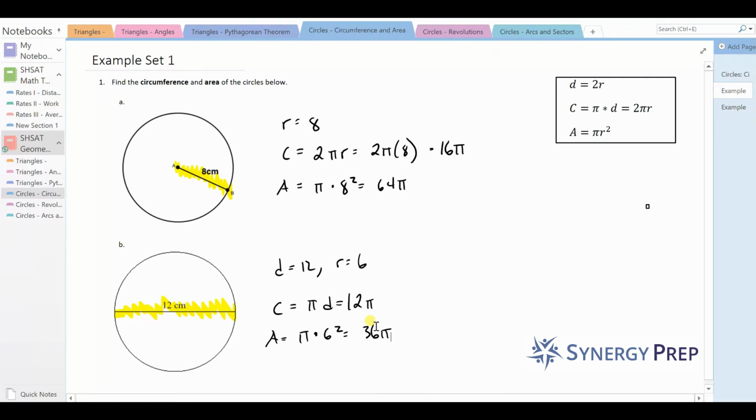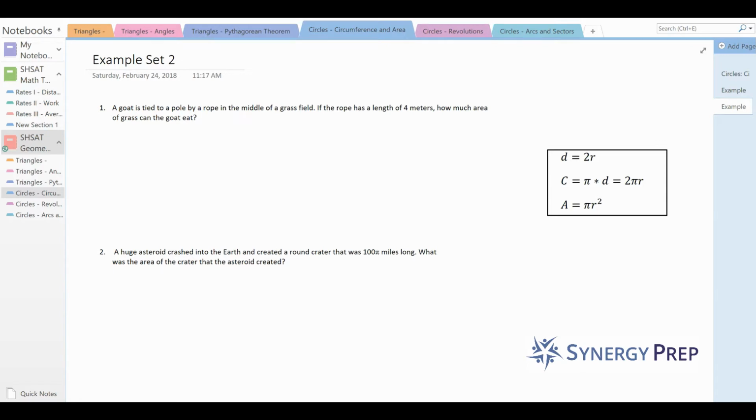Remember, it's crucial that you have these 2 formulas memorized. They're not going to be given on the exam. These are just things that you have to know. All right, so for the second part, we're going to look at a couple examples of word problems that cover circumference and area, okay? So example set 2.